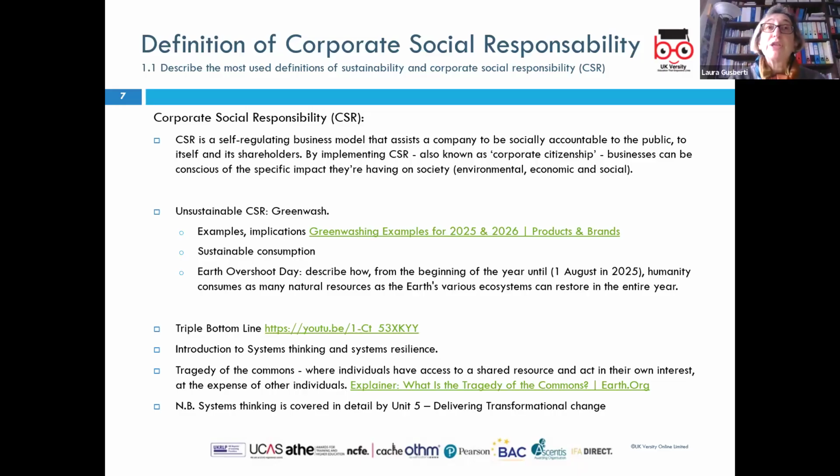Or, for example, lower insurance cost, because they impact the environment in a sustainable way, and therefore the insurance companies are more willing to insure them. Or even investor attraction, in terms that they will attract more funds if they act in a sustainable way.